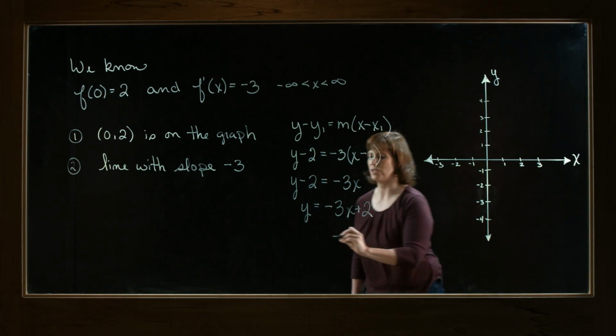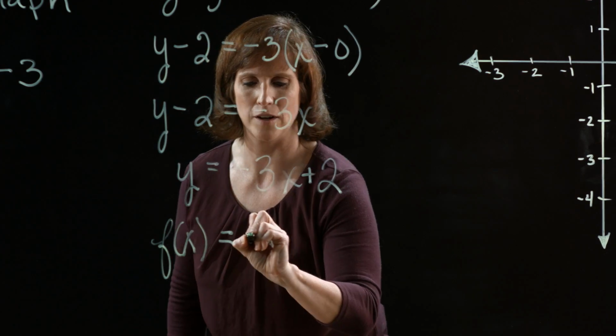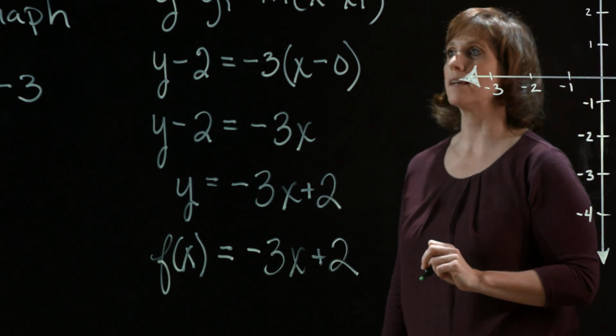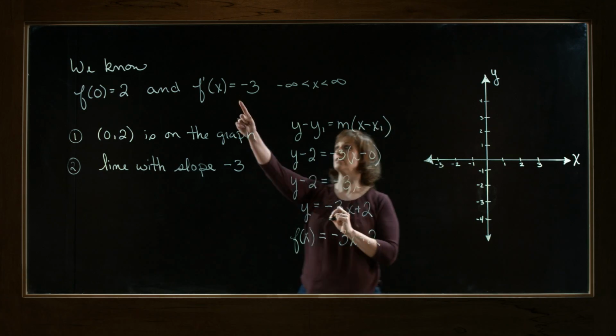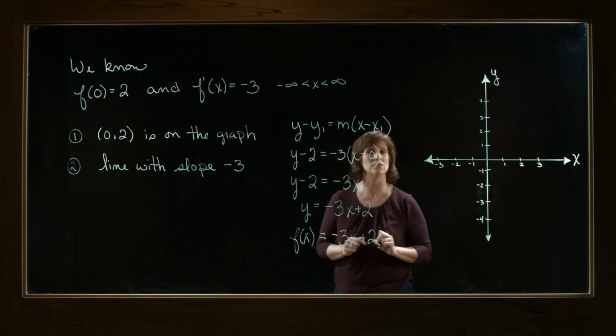So this is the function, and instead of using equation notation, we can use function notation because it is indeed a function. Our function is -3x plus 2. It has a slope of -3 or a derivative of -3 everywhere, and the point (0, 2) is on the curve.